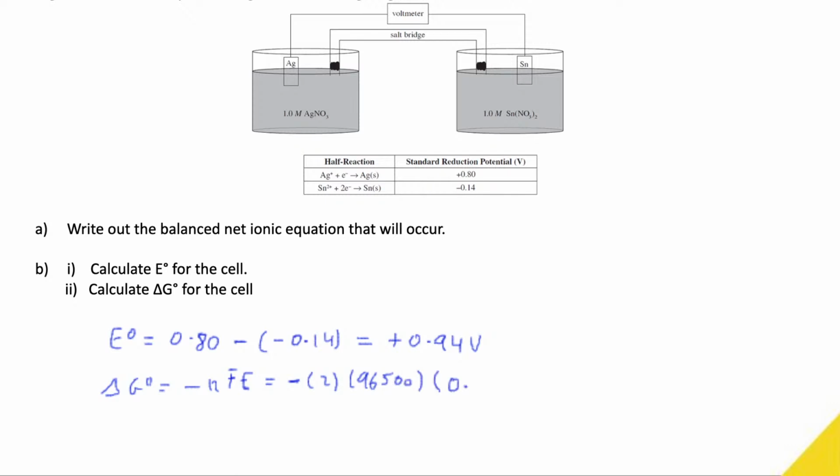And the E of the cell, 0.94, which then is going to give me a negative number, which is a good thing. And it's going to give me negative 180,000. This is joules per mole, which is also equal to negative 180 kilojoules per mole. Okay, either answer is acceptable. Typically, we report these in kilojoules per mole, but there is part B.